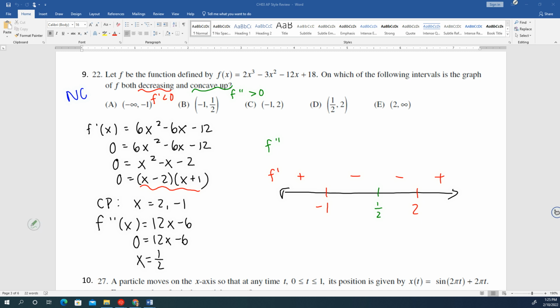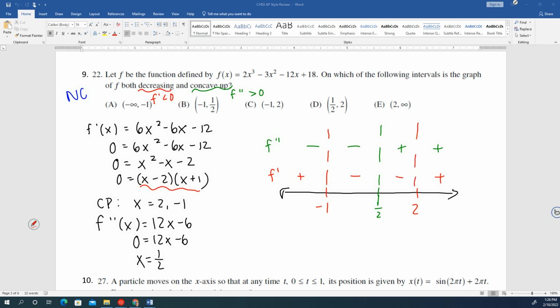I know I said this, but again, just pay attention to the sign. Second derivative, really easy. Plug in something to the left of 1/2. 0 minus 6, that's going to be negative. Something bigger than 1/2, such as 1. 12 minus 6, that's going to be positive, everything to the right. So this is essentially like testing my second derivative. This right here is essentially my first derivative.